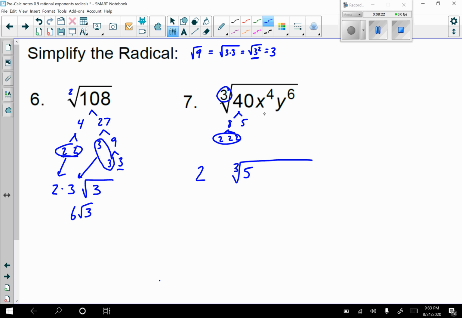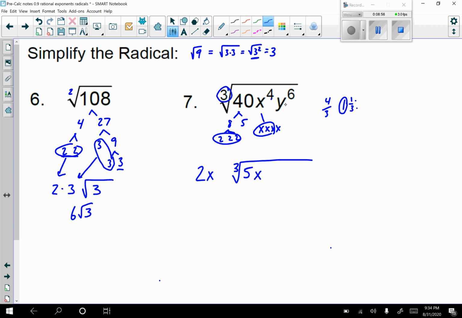Here we have x to the 4th and y to the 6th with exponents. It's pretty easy because remember, x to the 4th just means we have 1, 2, 3, 4 multiplied together. There's a group of 3, so there's a group of 3 and 1 left over. If you think about it, that's just remainder division. We did 4 divided by 3, and that is 1 and 1 left over, or 1/3. That means there is 1 full x and 1 left inside of a cube root. That's a way to interpret it.